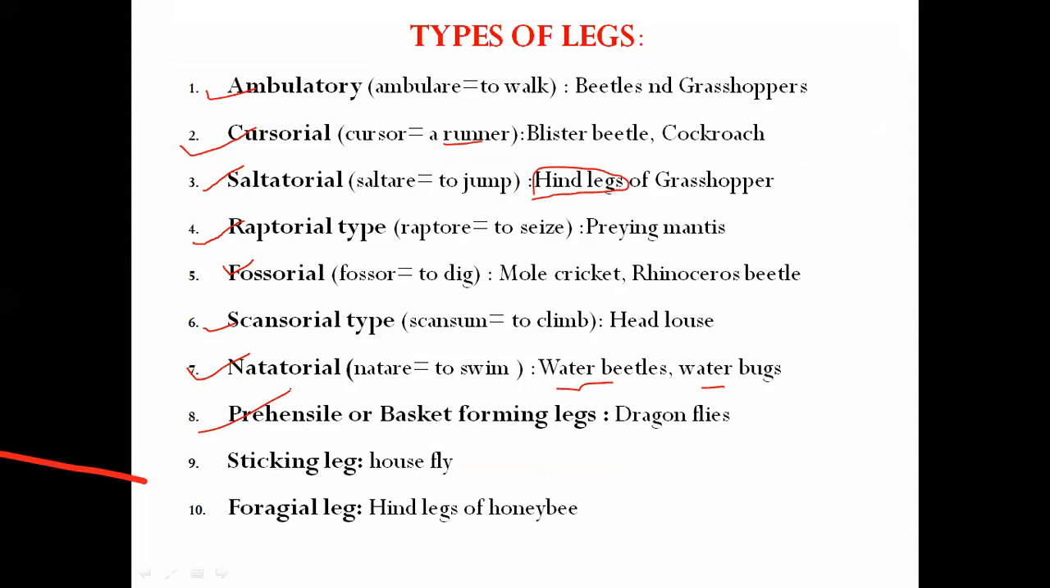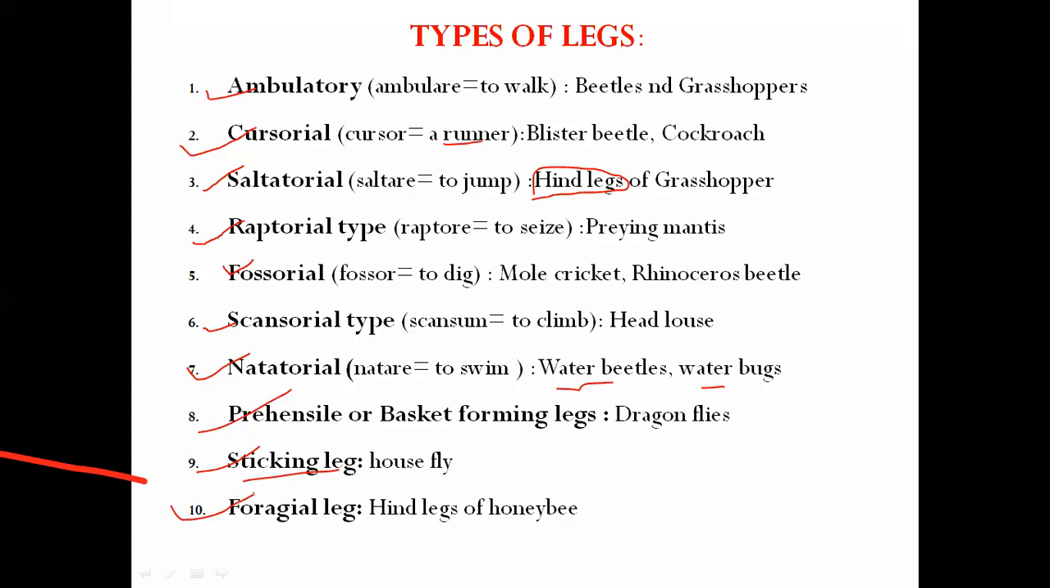Sticking legs: we already learned that the housefly has pulvilli on the pretarsus to move on glossy and stiff surfaces, and these pulvilli secrete a sticky substance. That is called sticking legs in the housefly.